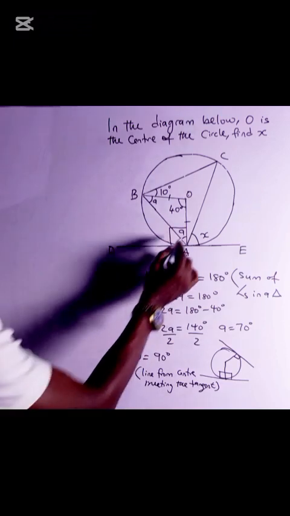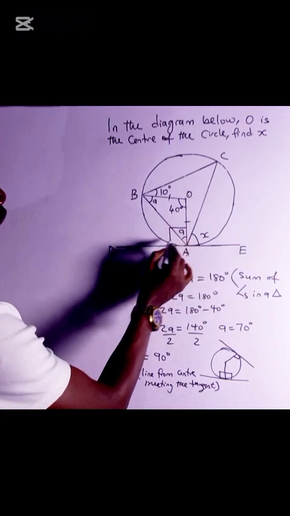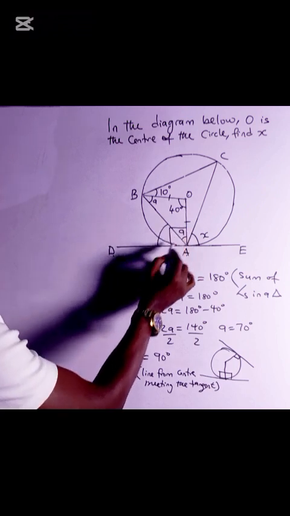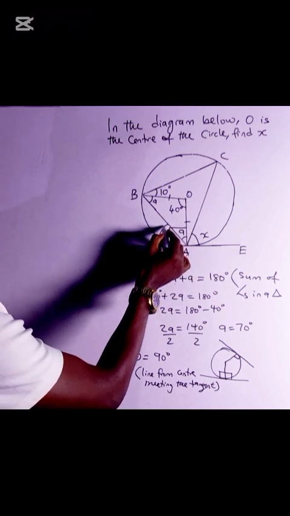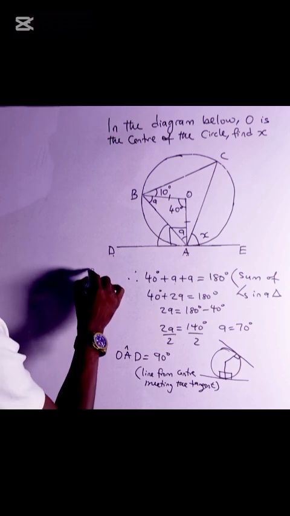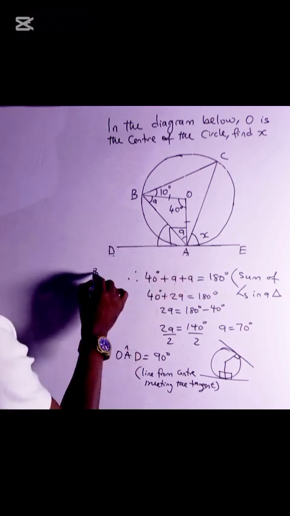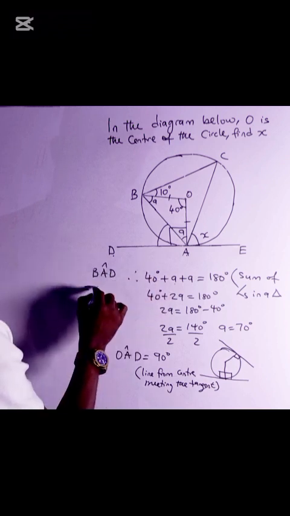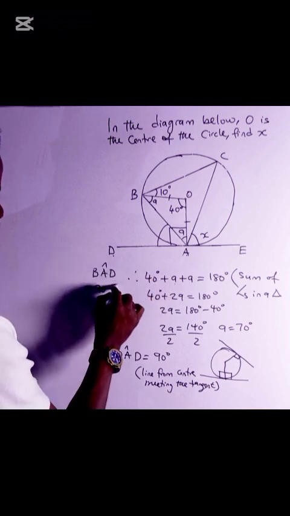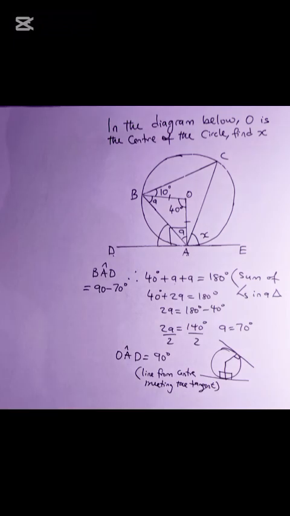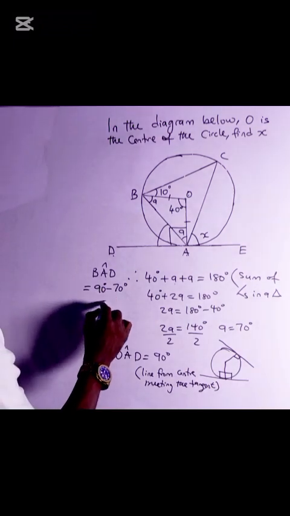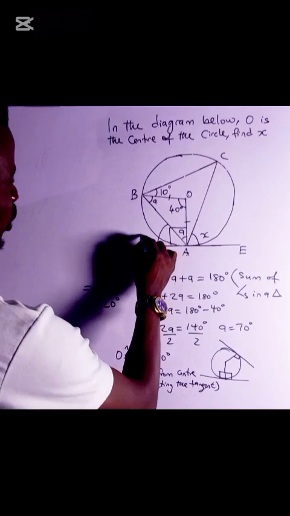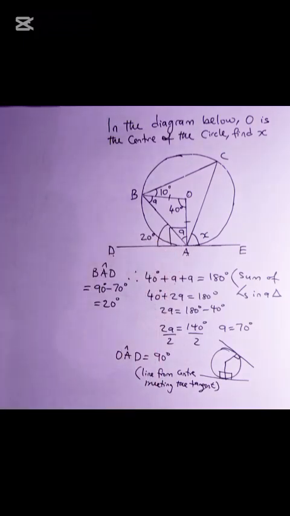Now, but we got here to be 70, the one here. So what will be the angle here? If all here is 90, and I've got it here 70, what will be the angle here? So our angle BAD is equal to what? 90 minus 70 degrees, which is equal to what? 20 degrees. So this angle here is 20 degrees.